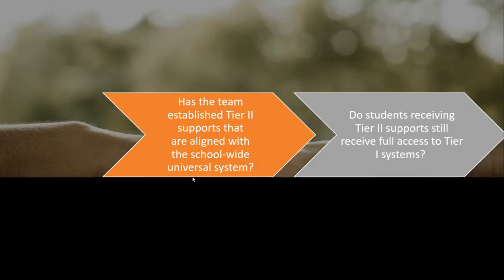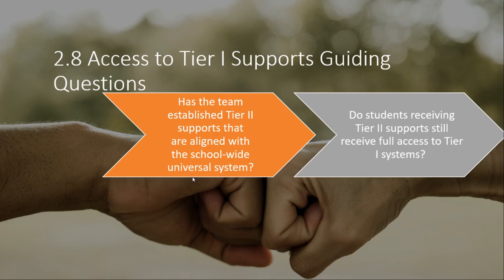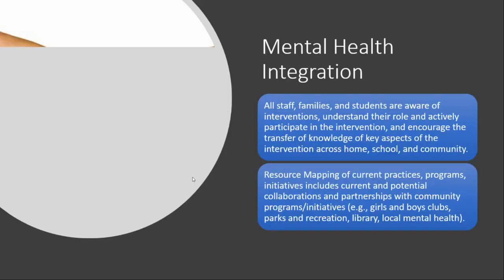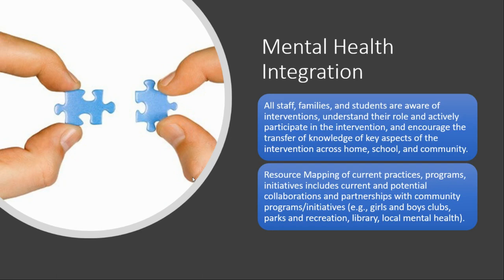So some guiding questions for this item are: has the team established Tier 2 supports that are aligned with the school-wide universal system? Do students receiving Tier 2 support still receive full access to those Tier 1 support systems? Some mental health integration strategies: all staff, families, and students are aware of interventions. They understand their role and actively participate in the intervention and encourage the transfer of knowledge of key aspects of the intervention across home, school, and community.